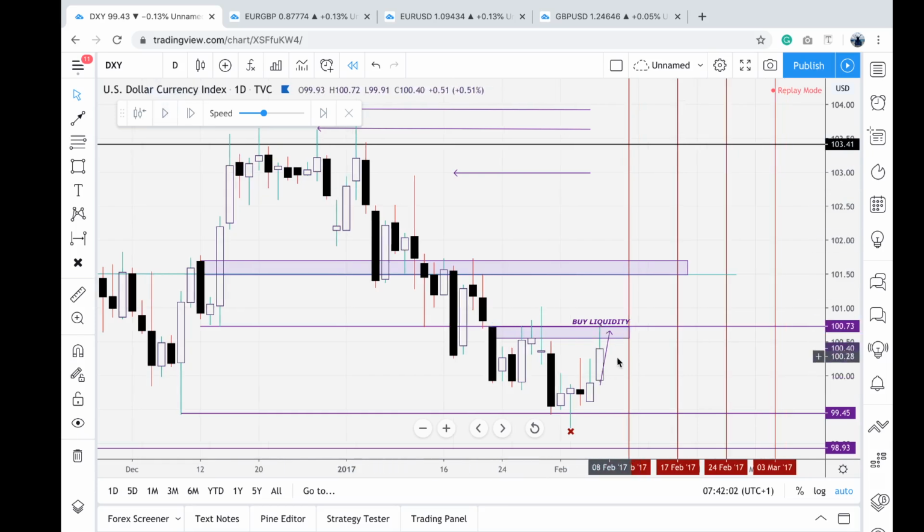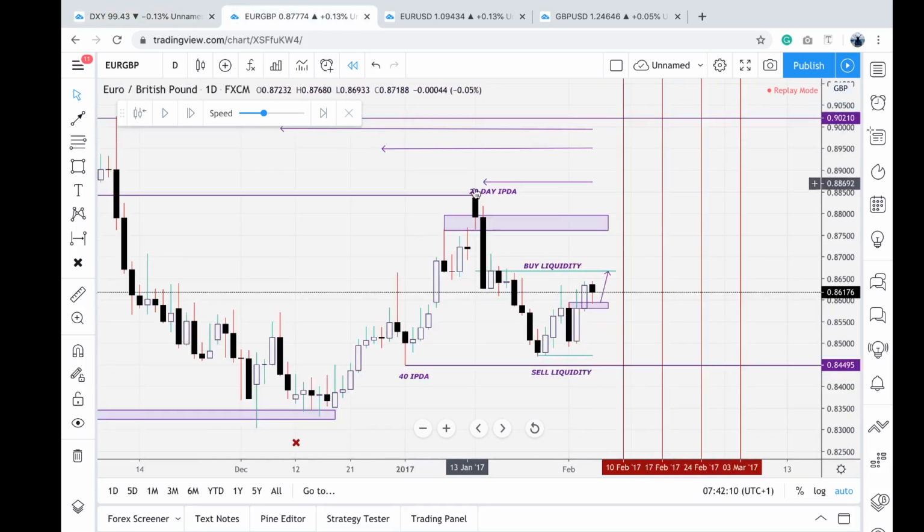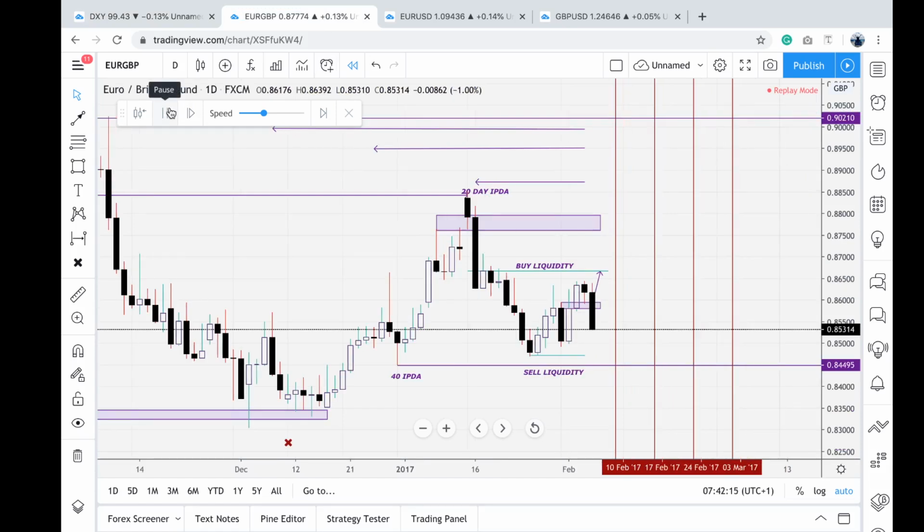So price trades higher into that level. Perfect. Look how precisely price gets to our level, 100.73. Let's check euro pound. Let's see if we're actually correct in euro pound.